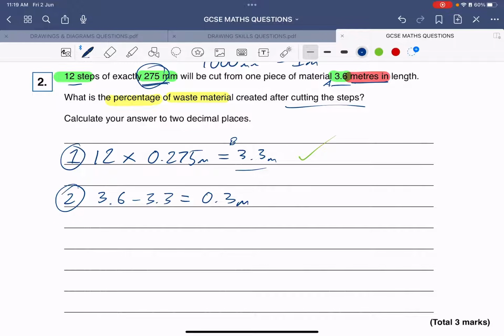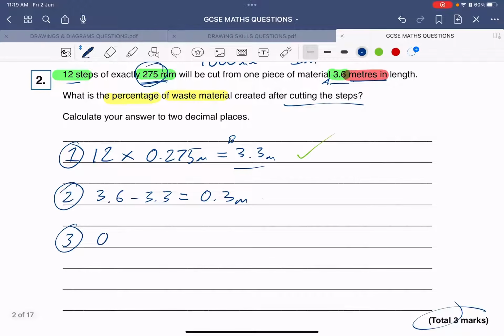0.3 meters. Okay, so now what we need to do is to turn this into a percentage. But the good news is, out of 3 marks, we've already got 2. So with just 1 mark left. So here we are. Let's figure this out then. So we need to do 0.3, which is our remainder. We're going to divide that by the original length, the whole lot, because we've got to find out what percentage is 0.3 out of the whole length of 3.6. So we've got to do that first, and then you can multiply that by 100.